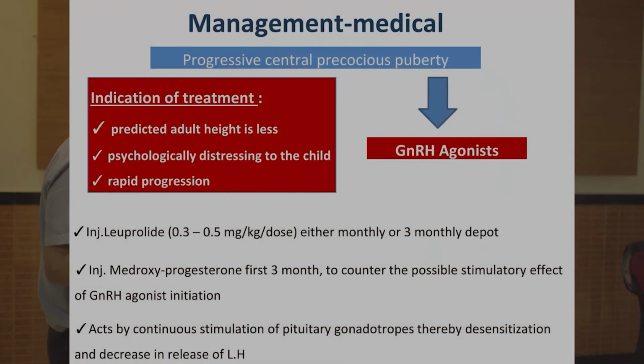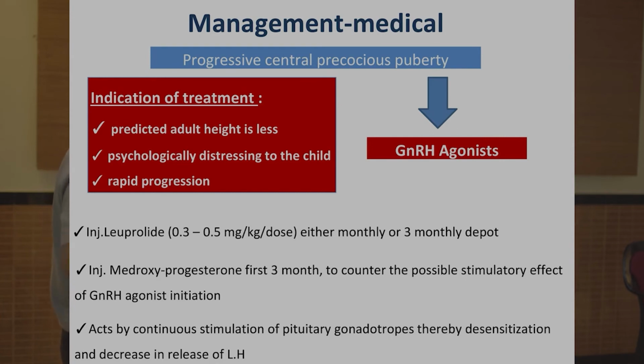So the disease is progressive central precocious puberty. The indication of treatment is that the predicted adult height is less. It is psychologically distressing to the child and parents. That is very important, and the disease is rapidly progressive. So when these conditions are present, we have to treat with the agonist.